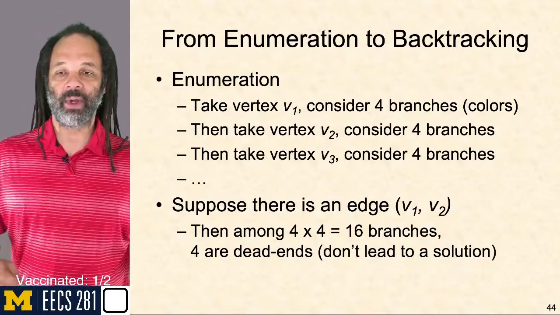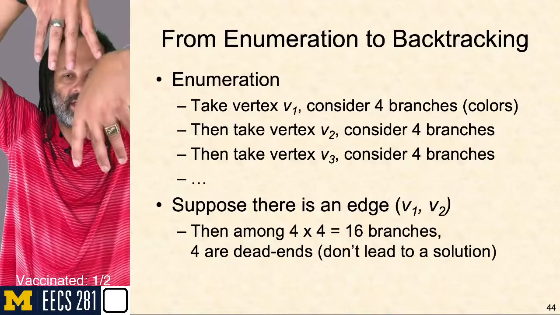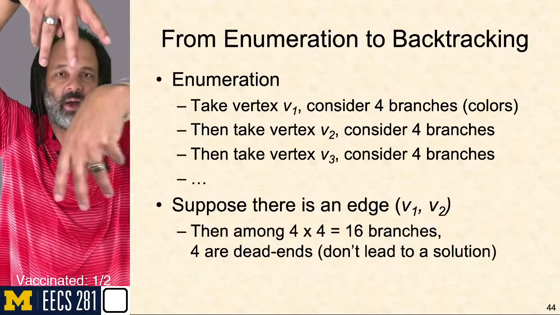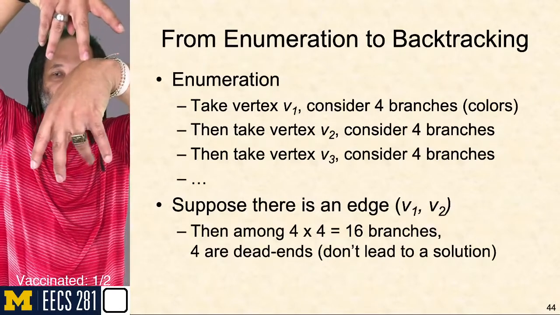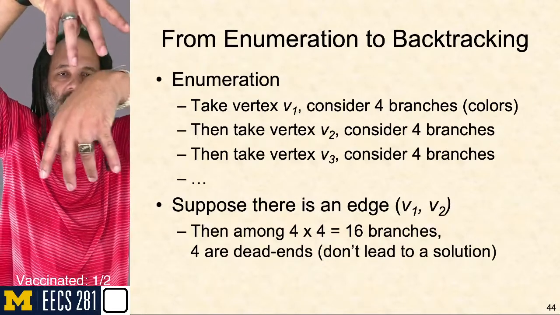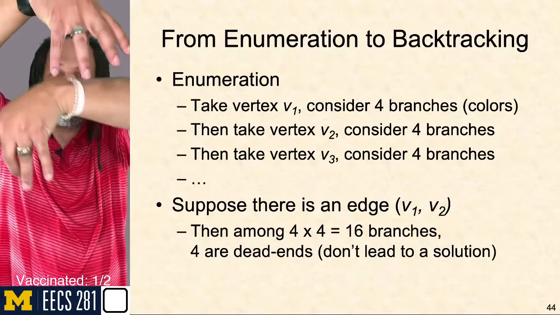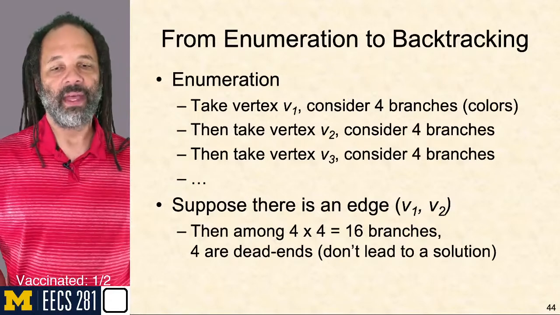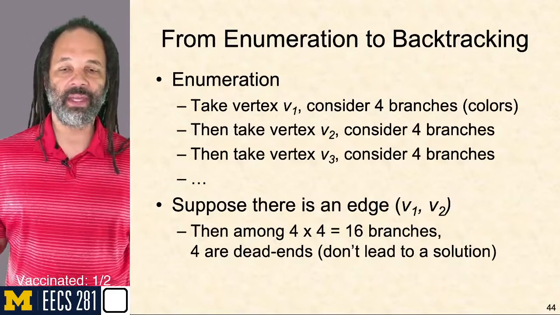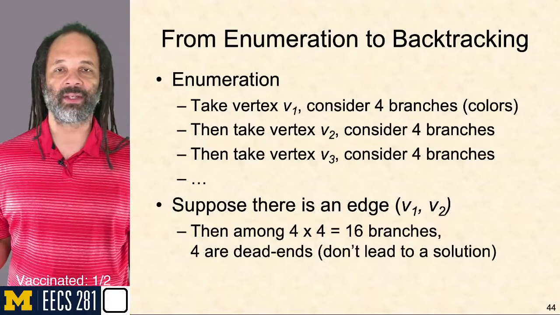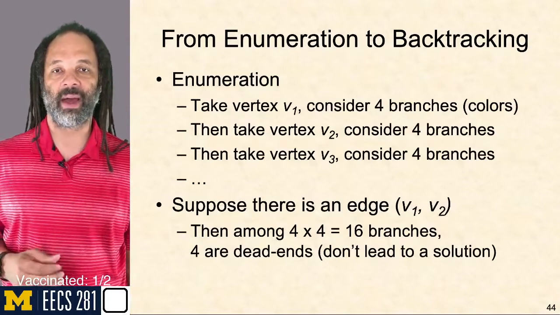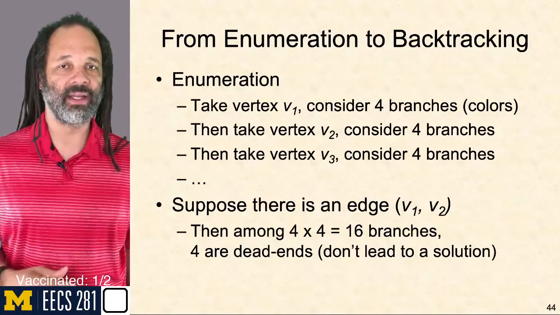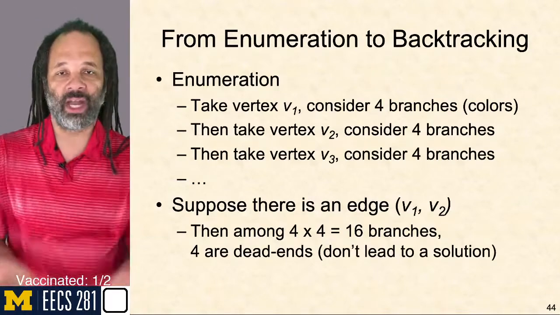If there's an edge between them, then when I go red at the first decision, I can't go red at the second decision without violating a constraint. If I go blue after the first decision, I can't go blue without violating a constraint. I can't go green to green, and I can't go orange to orange without violating a constraint. So even at this level, I end up with these 4 dead ends out of 16 branches, which is the pruning that I was talking about. I've cut out 25%, 1/4 of the possible decisions that I make after that.